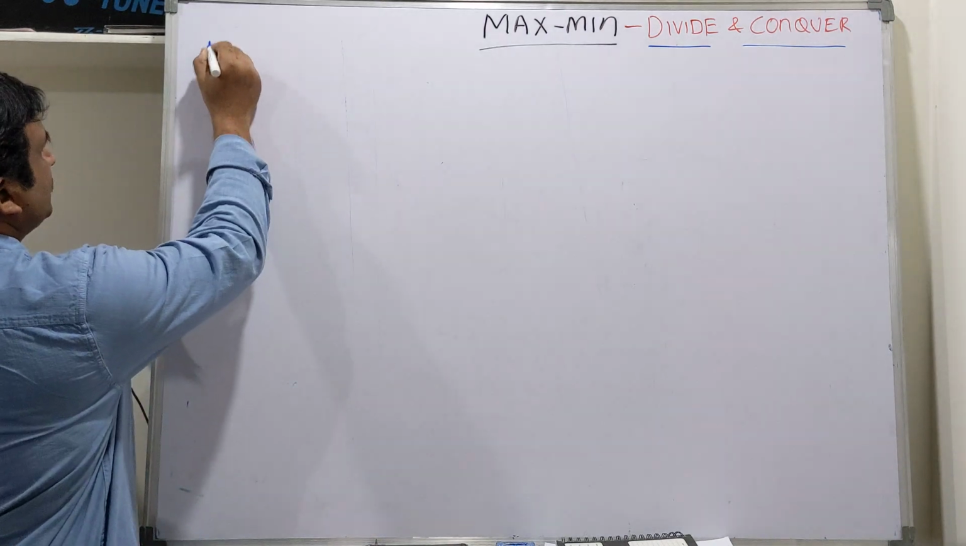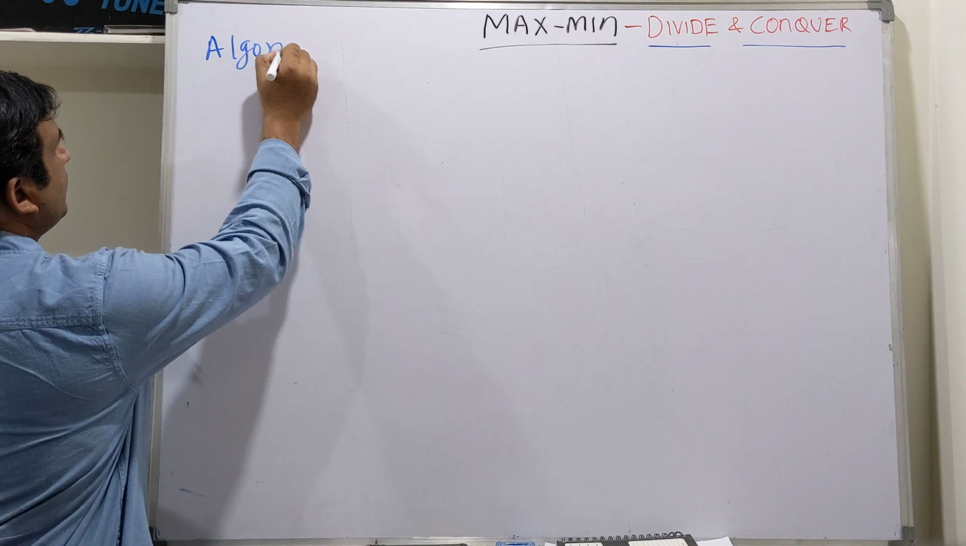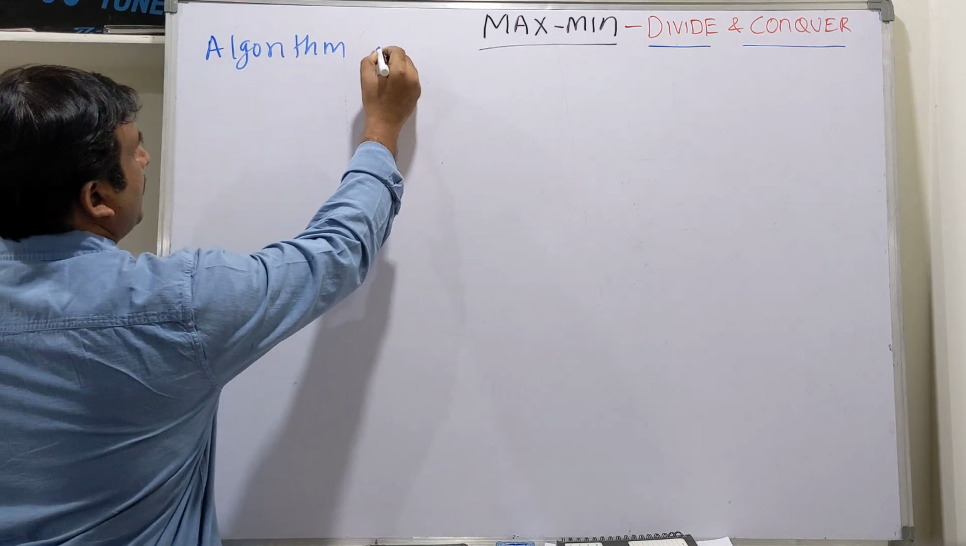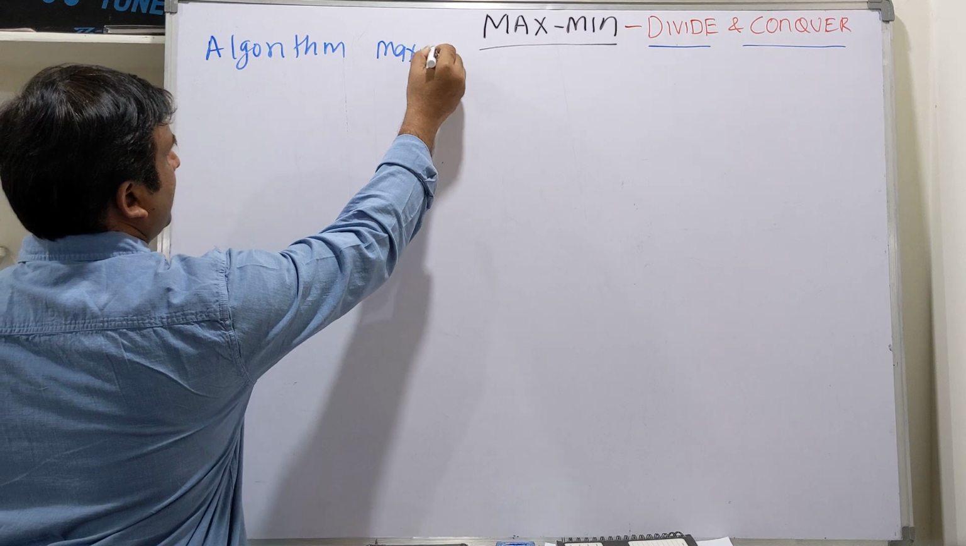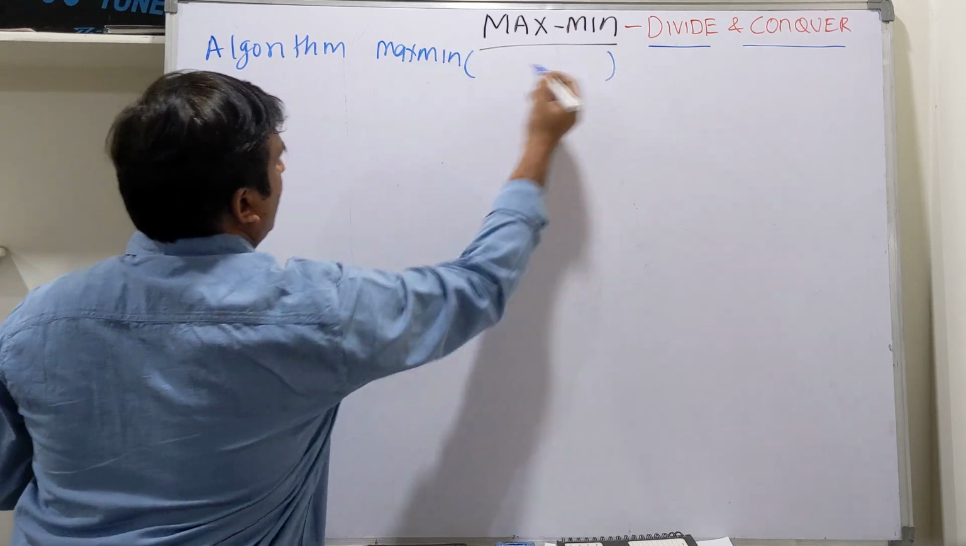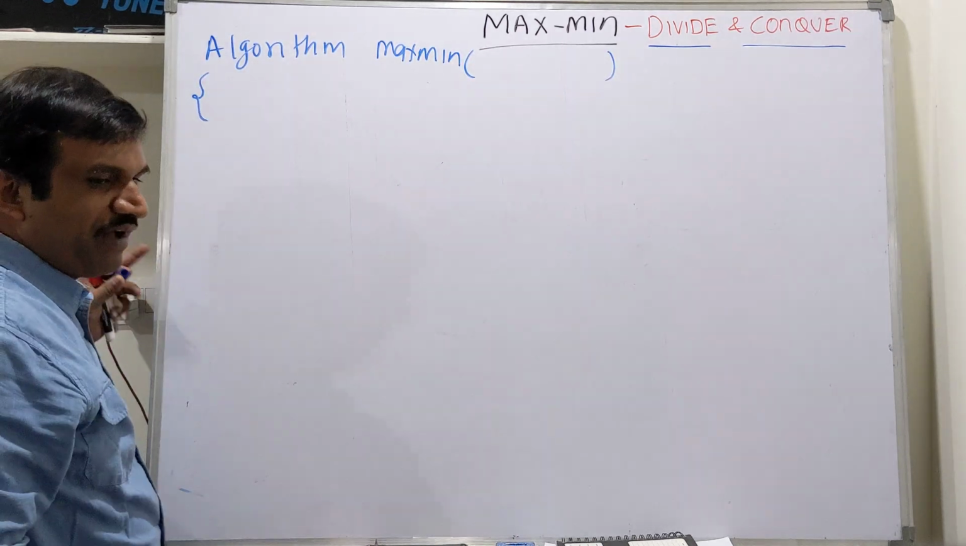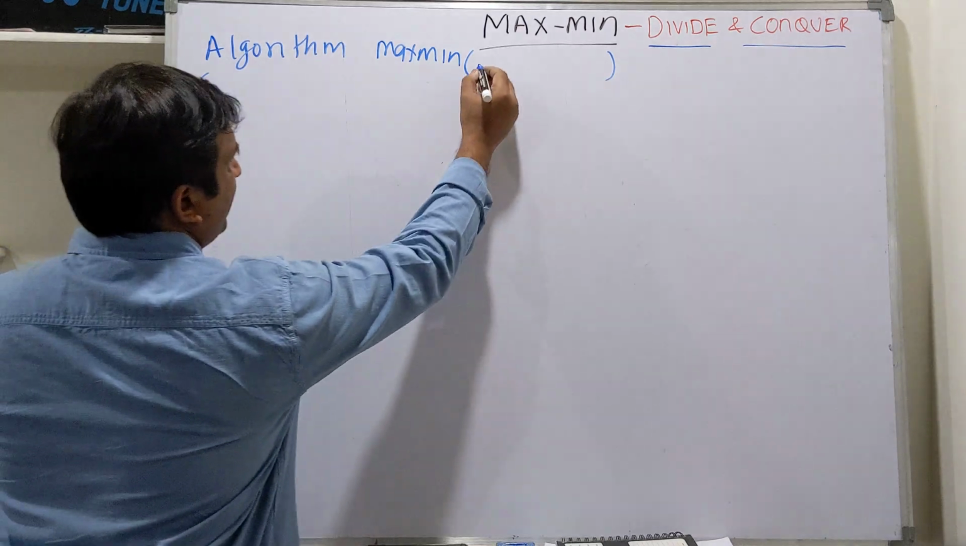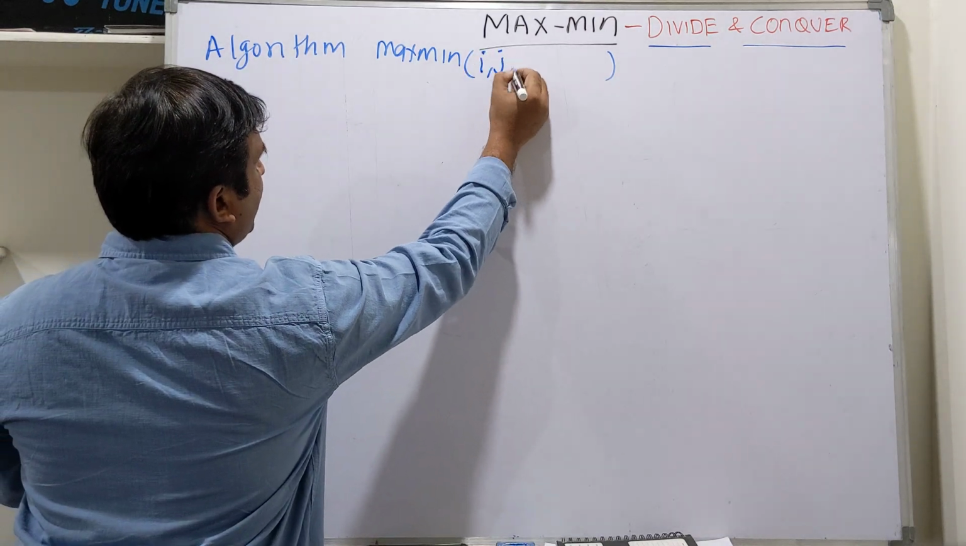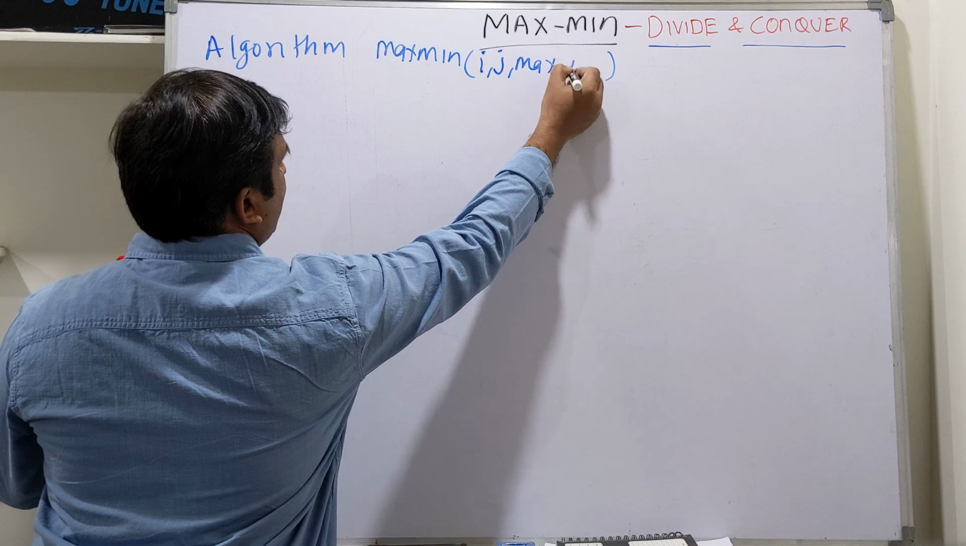So what do we write? So algorithm max min. Algorithm max min. So we have four parameters here. We have i, j, max and min.